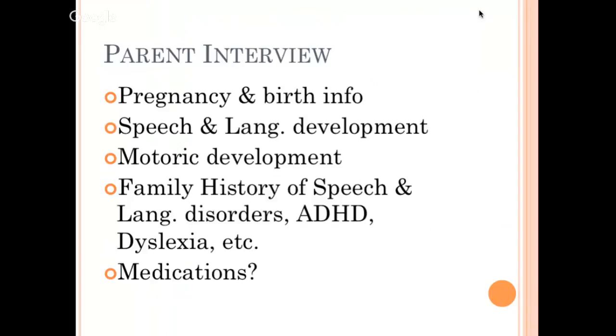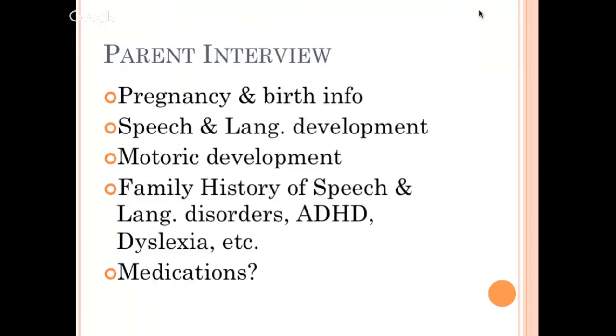Overall speech and language development: is this child a late talker? Do they have speech sound disorders at all? Any language disorders going on? How about motorically? Did the child walk at age 1? What's their running like? Are they able to catch a ball? How well adapted is their little motor system?